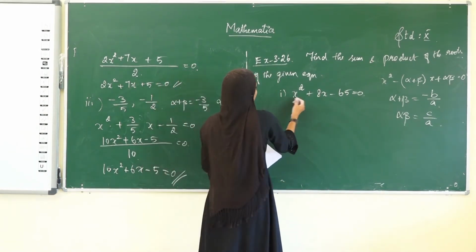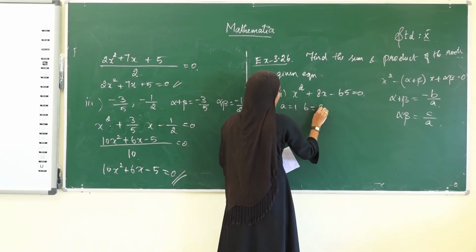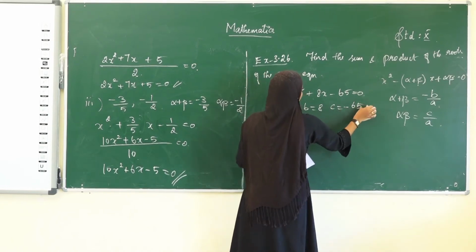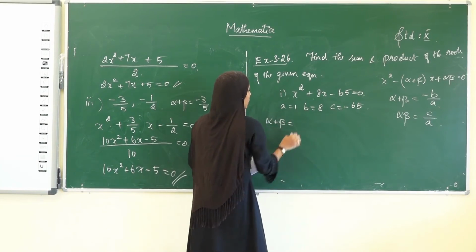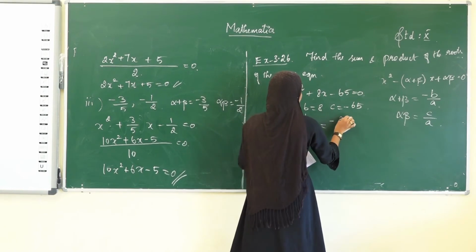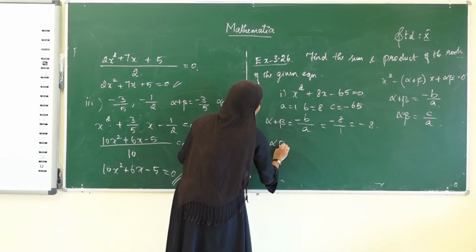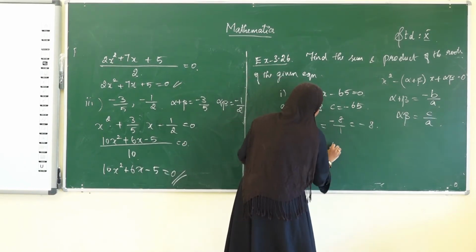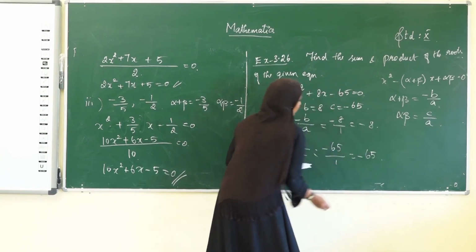Okay, so see from this equation, what's a? A is 1, and what is b? B is 8, and what is c? Minus 65. We have to find the sum of the roots. Alpha plus beta is equal to minus b divided by a, minus 8 divided by 1, which is equal to minus 8. And alpha beta is equal to c divided by a. What is c? Minus 65 divided by 1, which is equal to minus 65.